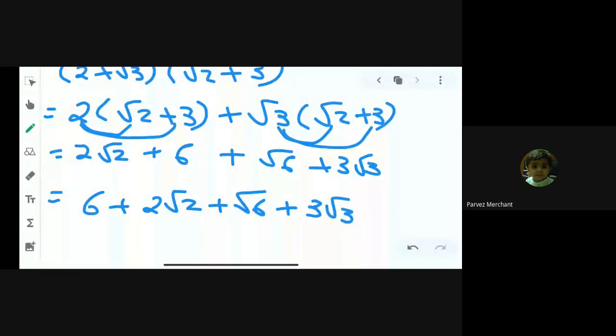In this, all these terms are unlike terms, so we cannot add or subtract. So it is your final answer. Clear all of you? Yes, sir. Okay, now write down the multiplication.